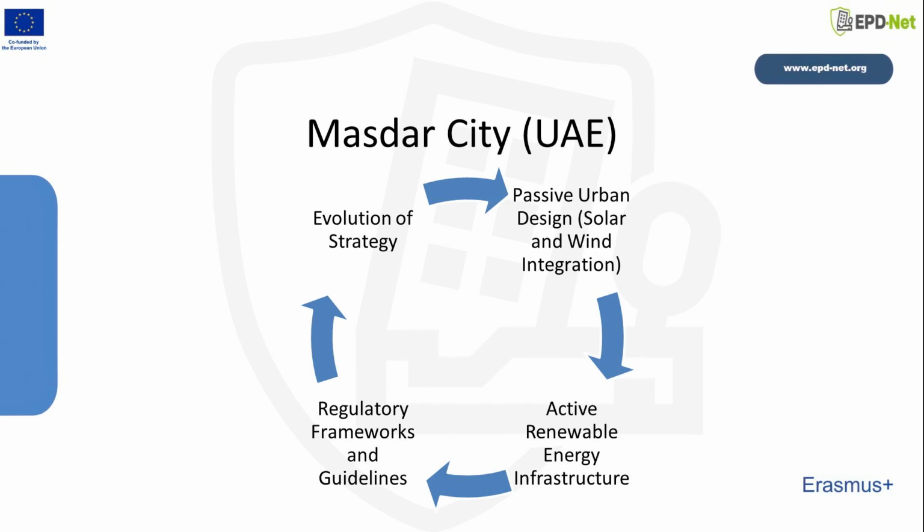Masdar City was designed through a combination of passive urban design strategies, active renewable energy infrastructure, and regulatory frameworks, especially for the integrated solar analysis and wind solutions. The primary strategy for Masdar City involves reducing energy demand through bioclimatic design that adapts to the local arid climate before applying active technological solutions.